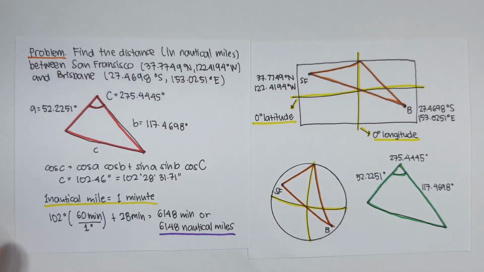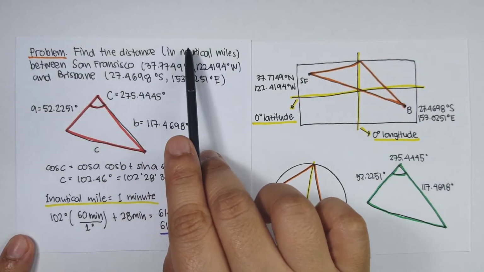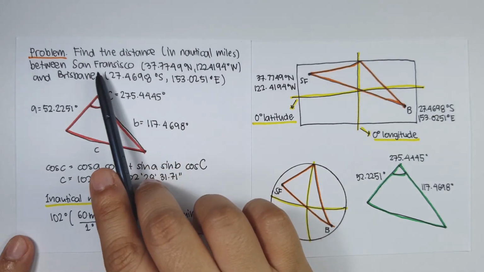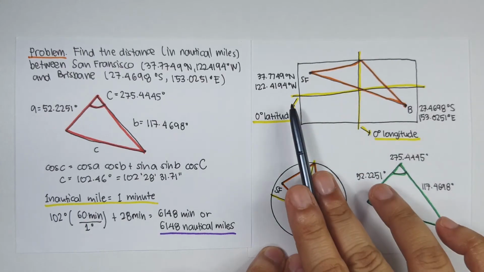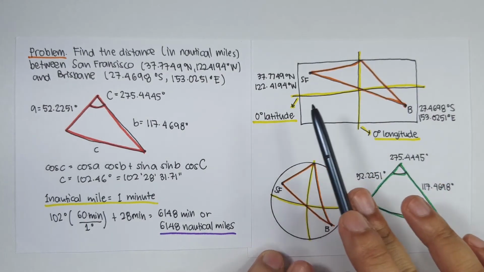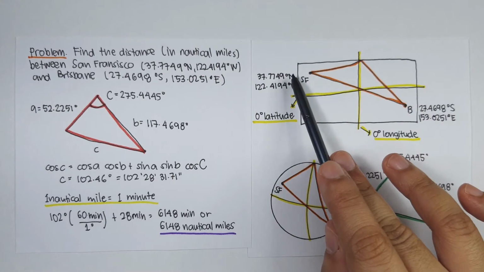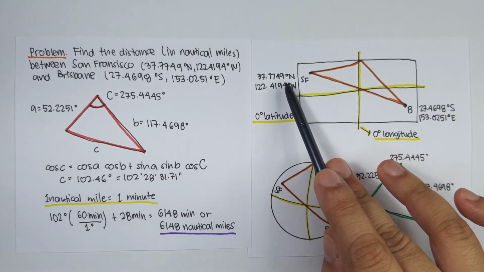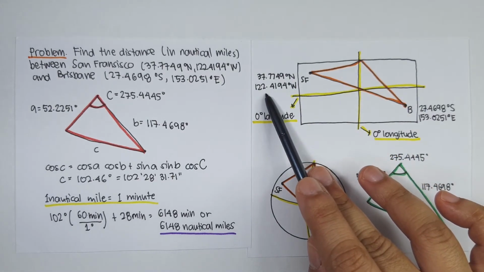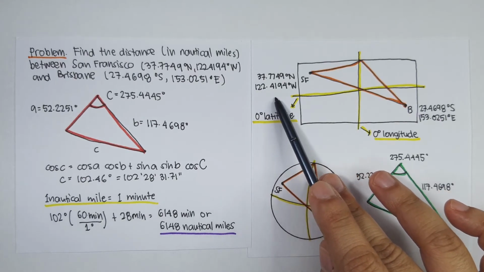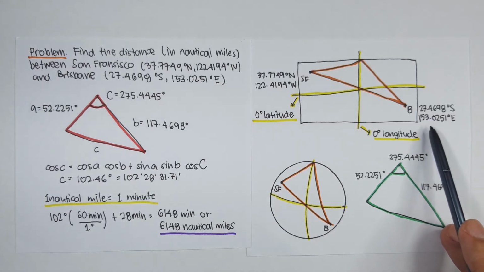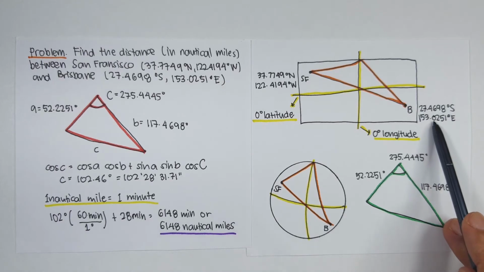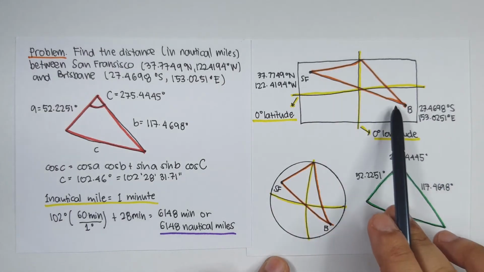Okay, so for our last problem, find the distance in nautical miles between San Francisco and Brisbane. So this is our prime meridian where longitude is 0 degrees. And this is our equator where latitude is 0 degrees. And this is San Francisco at 37.7749 degrees north and 122.4194 degrees west. And this is Brisbane at 27.4698 degrees south and 153.0251 degrees east. And the distance between them is this segment.